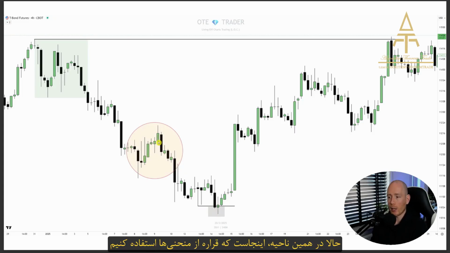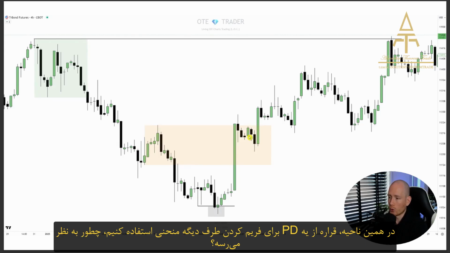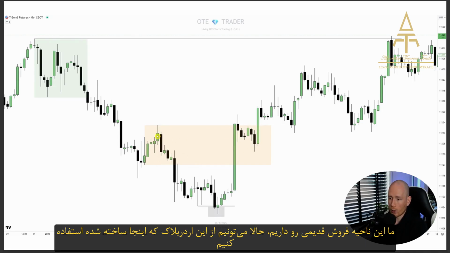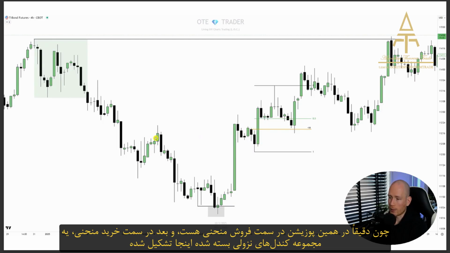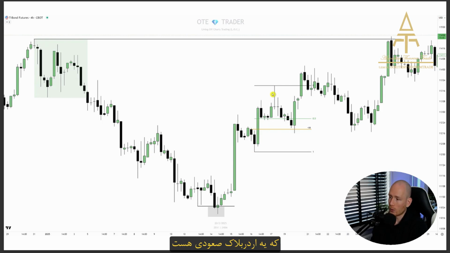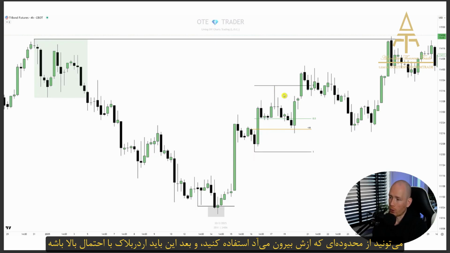Now in this same area, this is where we're going to use the curves. In the same area, we will be using a PD array to frame on the other side of the curve. How does that look like? We have this area of old selling. Now we can use this order block formed over here because it's in the exact same position here on the sell side of the curve. And then on the buy side of the curve, there is a set of down close candles formed here, which is a bullish order block. You can use the range that comes out of it. And then this should be the high probability order block.